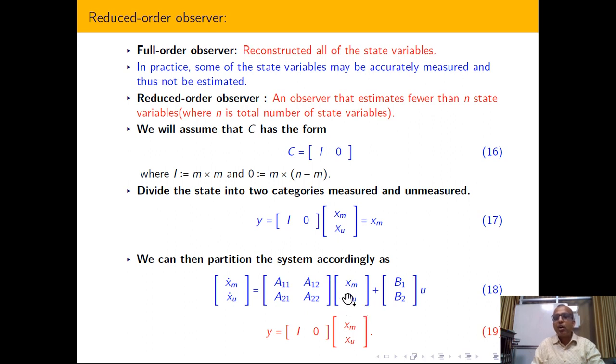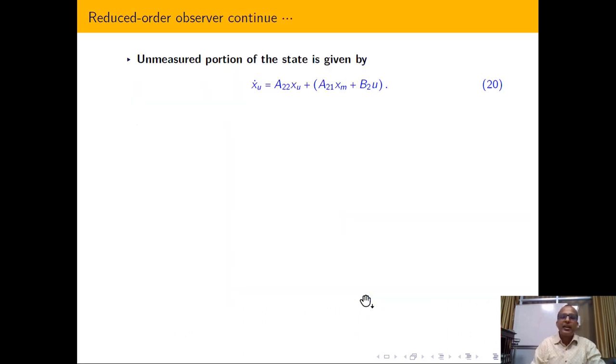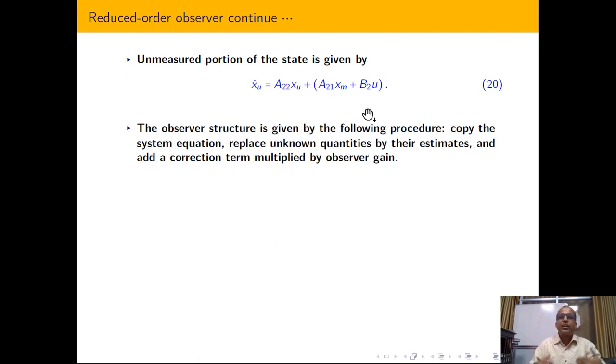So I have to somehow create some kind of algorithm to estimate xu, and due to that reason we have to just focus on the unmeasured portion, and after that we are going to take help of the measured portion. So now this is the unmeasured portion, so I am going to follow the same way as the full order observer. So copy the state dynamics, replace the unknown quantity by its estimate, and add the correction term multiplied by the observer gain. Same kind of thing we are doing.